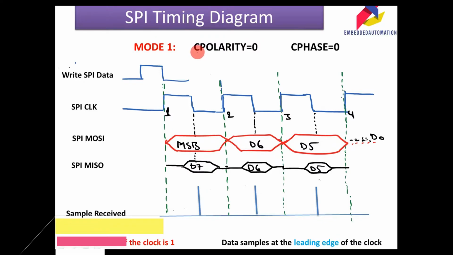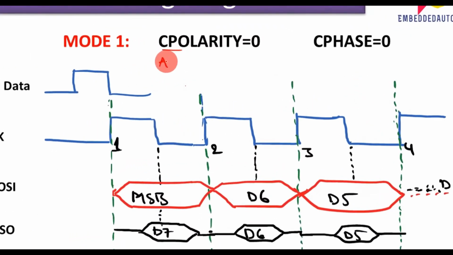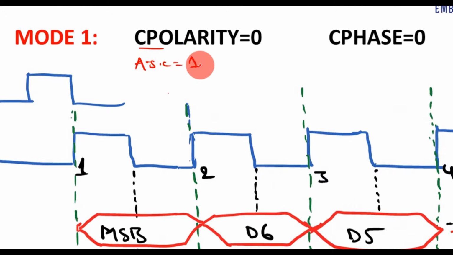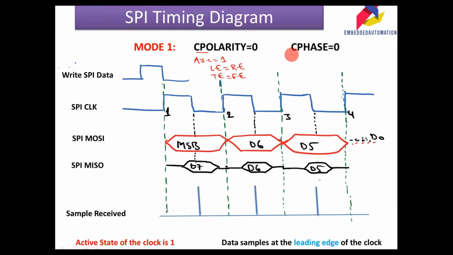So when clock polarity is 0, the active state of the clock is 1, the leading edge is the rising edge and the trailing edge is the falling edge. When clock phase is 0, there is no delay for the clock pulses. So the clock pulse starts on time with the SPI data. Both are in the same phase.